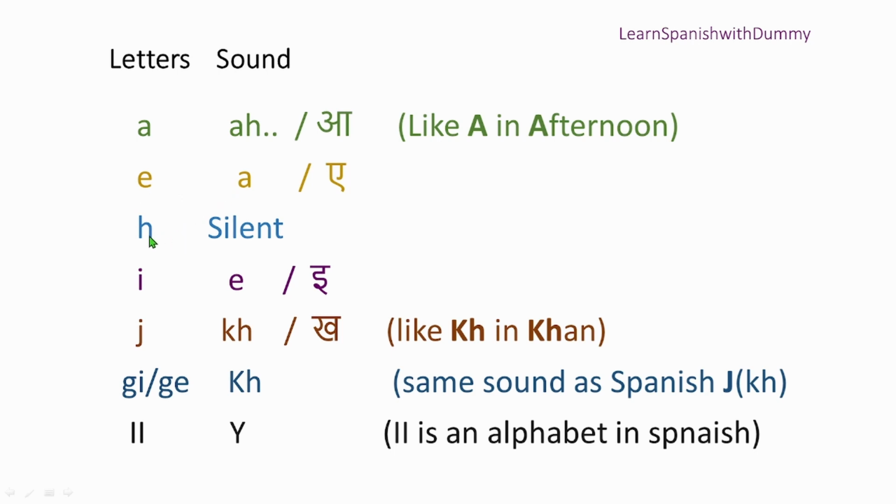Now we go with H. H is always silent. For example, the word hotel. A Spaniard would say, where is hotel? See, H is silent. Hostel. He would say hostel. Where is my hostel? So H is silent.